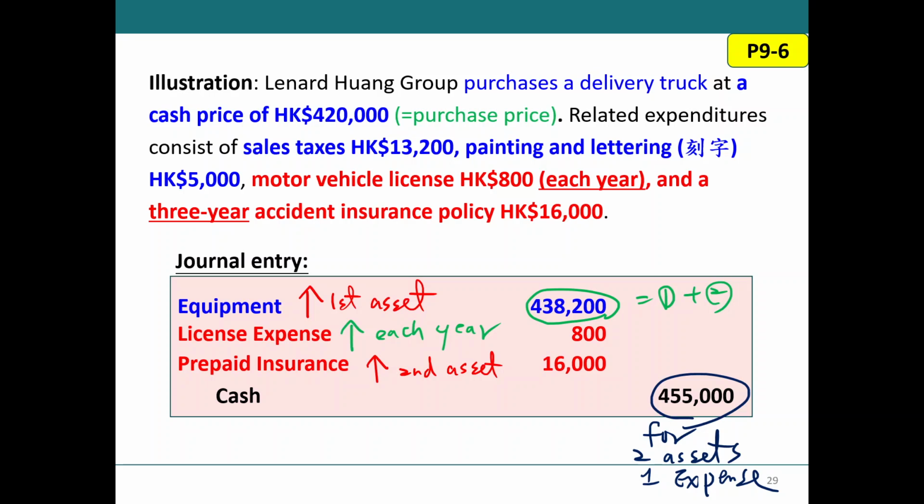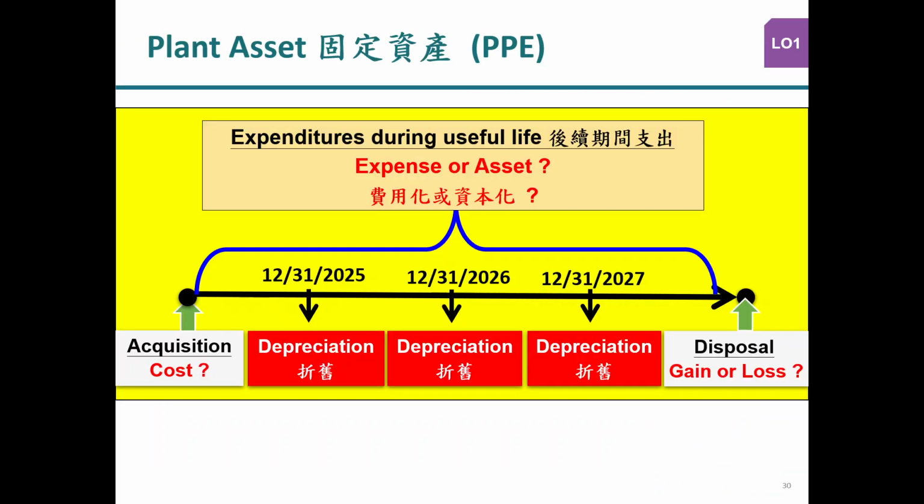Okay? Then give me maybe 10 minutes to finish the second issue, then that's it. Okay? So since we've done the first issue, how to determine the cost, then you got your PP already, right? After you got your PP, you start to use your PP. Then the second issue is, after you start to use your PP, we still have to pay some money. So the money you pay is your expense or assets, okay?